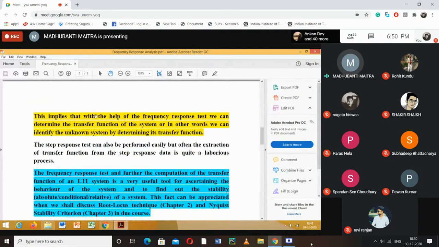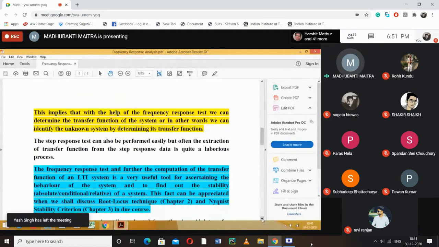So this implies that with the help of the frequency response test, we can determine the transfer function of the system, or in other words, we can identify the unknown system by determining its transfer function. That's why the name of the experiment is identification of a linear system. The system is unknown. We don't know the transfer function of the system. And employing the frequency response test, we are trying to identify the unknown system, that means we're trying to determine its transfer function. Clear?